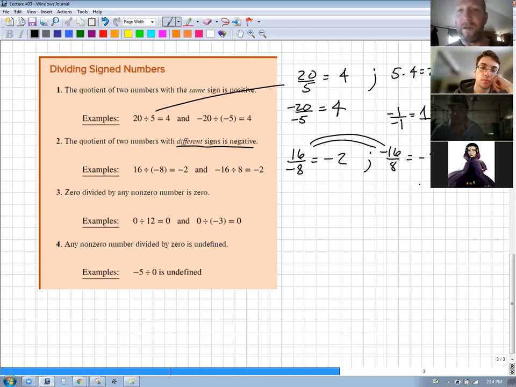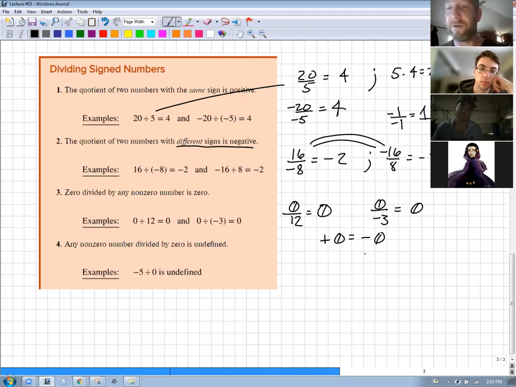Now for 0 divided by 12. How many times can you stuff 12 into 0? 0 times. You can always take 0 and divide it by anything. You're going to get 0. 0 divided by -3 is still 0. That's the thing, +0 is equal to -0. They're one and the same.